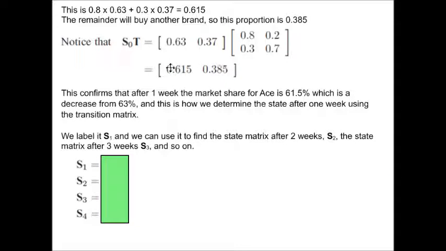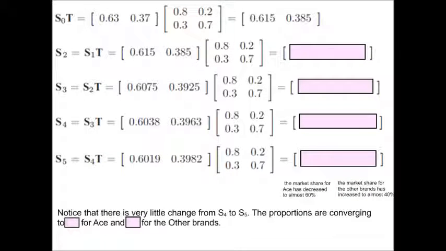So this matrix will show the state after one transition, after 1 week. If we were to work it out over a period of time, then S2 would be the previous state multiplied by the transition, and so on and so forth. So each time we would multiply the state matrix by the transition matrix, to work out the situation week by week.